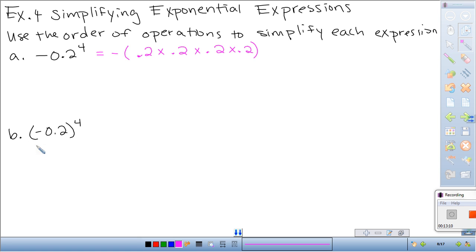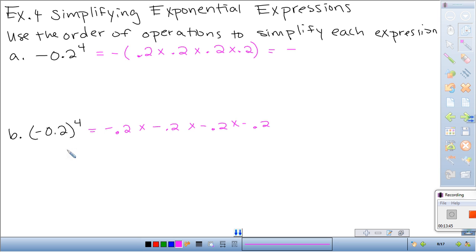B has you raising negative 2/10 to the 4th power. So it's negative 2/10 times itself 4 times. So it's negative 2/10 times negative 2/10 times negative 2/10 times negative 2/10. Do you see the difference between these two? Again, A is really read as the opposite of 2/10 raised to the 4th power. So you're just going to multiply all this out, and your answer is always going to be negative. It's the opposite of all this multiplied, so our answer is negative.